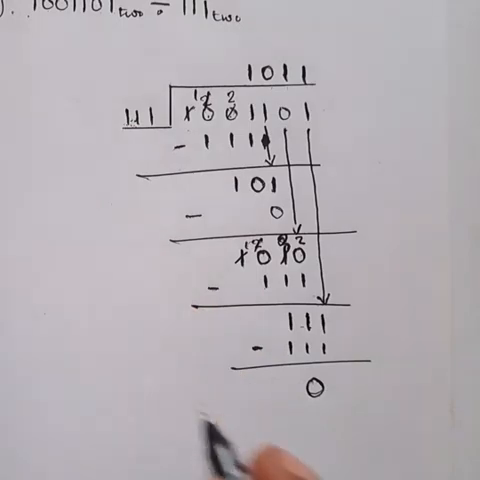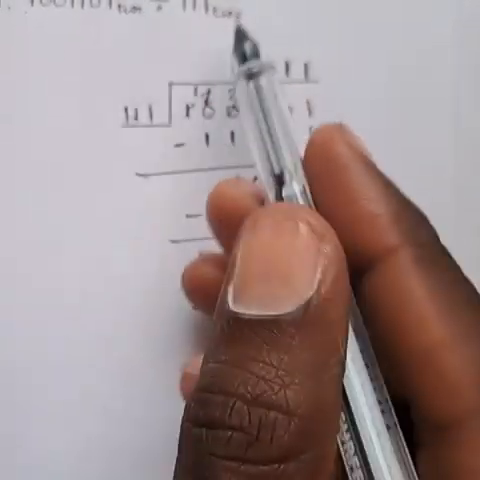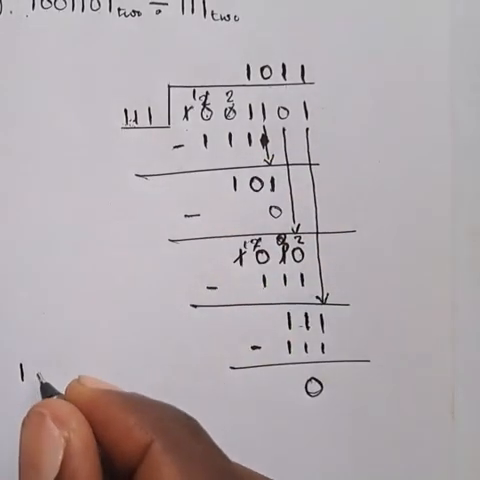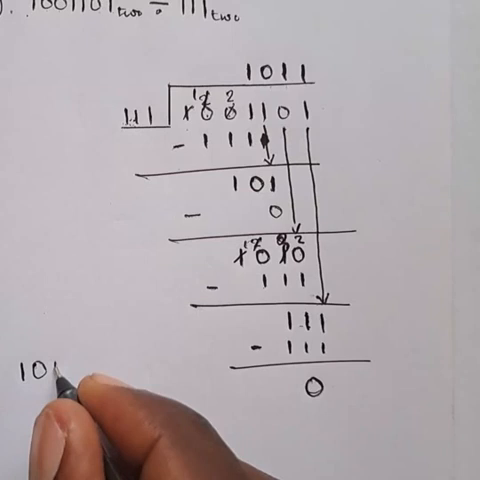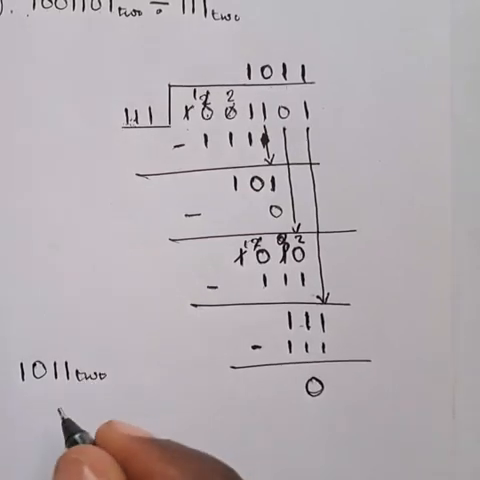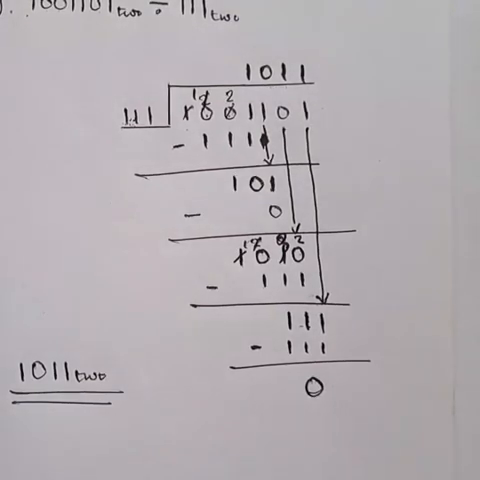So in conclusion, we can write the answer to this problem as 1 0 1 1 base 2. And that's it. That's how we can solve number bases, dividing number bases that are in base 2 using the long division method. I hope you like this video.